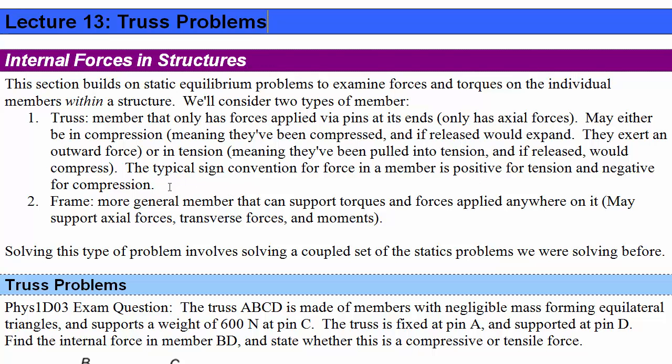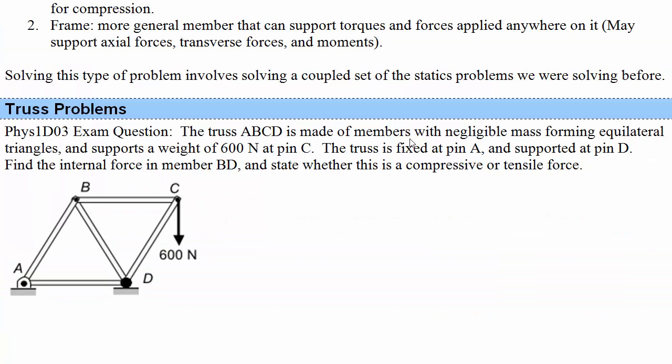Ropes are kind of like trusses that can only be in tension. You can't push something with a rope. A frame is a more general member that can support torques and forces applied anywhere on it. It can have axial forces, transverse forces, and moments. We're going to deal with frames in lecture 14.